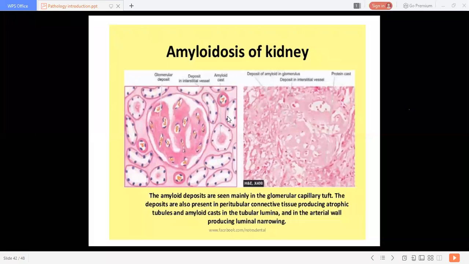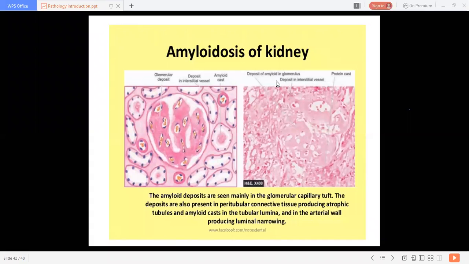Now the next part we are going to discuss today is the individual amyloidoses. Here you can see the slide, that is amyloidosis of kidney. Here you can see the glomerular deposits, that is, amyloid gets deposited in the glomeruli, deposits in the interstitial vessels, around the vessels, then amyloid casts get deposited in the tubules.